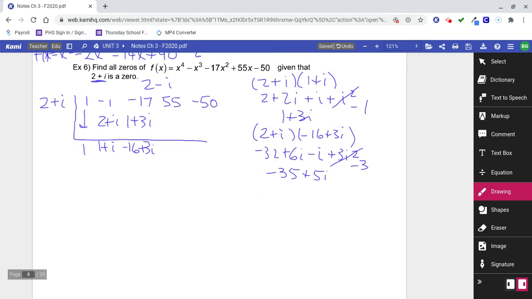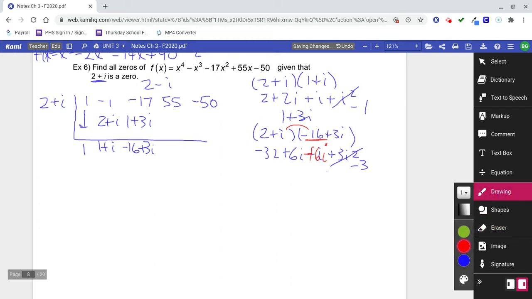Did I make a mistake there? It's negative 32, 6i. Oh, yeah, I did make a mistake there. Because nobody caught me on this. That's negative 16. So when I distribute it right there, that's negative 16i. Okay. So everything else is right. Everything else is good.